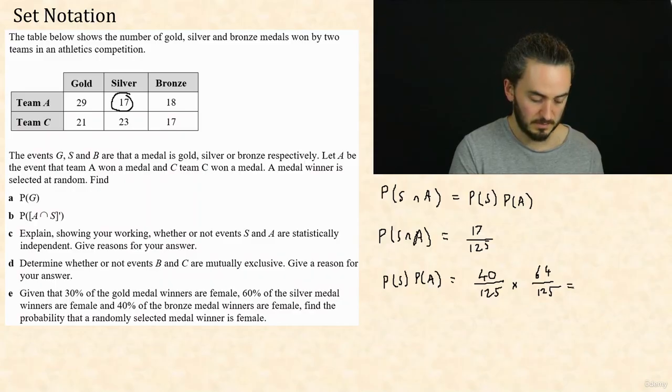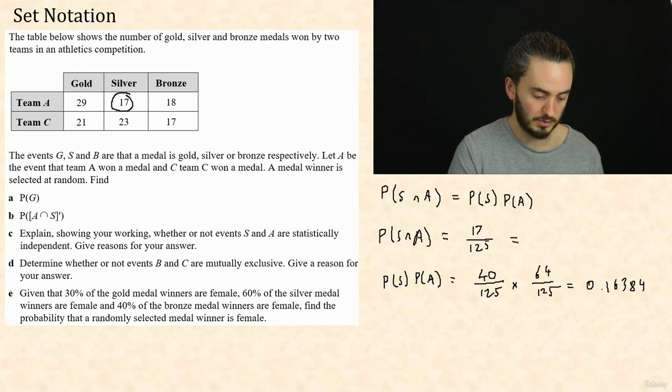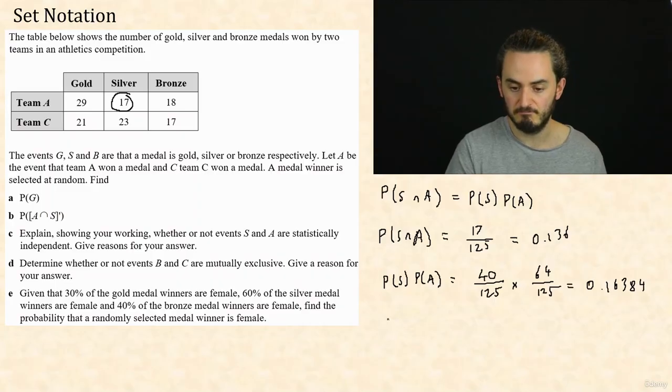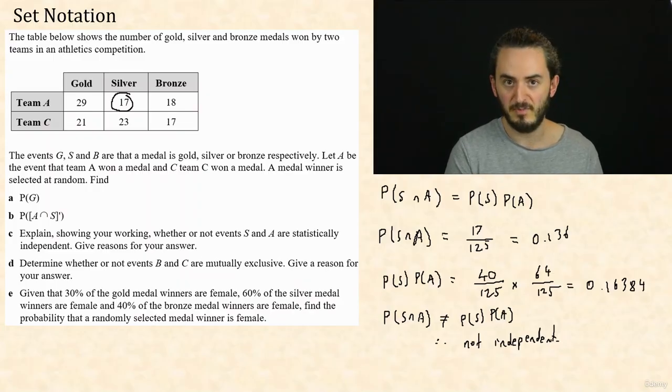So what is that? 64 over 125 multiplied by 40 over 125 is 0.16384. Now, is that the same as this? 17 over 125 is 0.136. So no, they are not the same. So we can just say probability of S and A is not the same as probability of S times the probability of A, and therefore they are not independent. So remember, if you're ever proving that something is or isn't independent, it has to be shown mathematically like that, not just whether you think things are related.